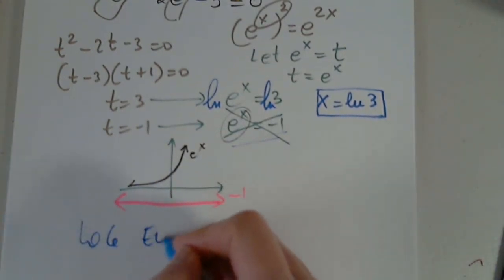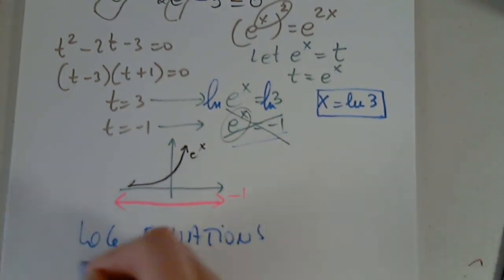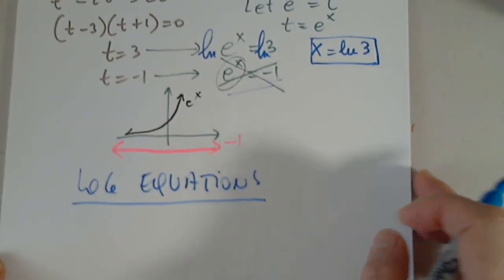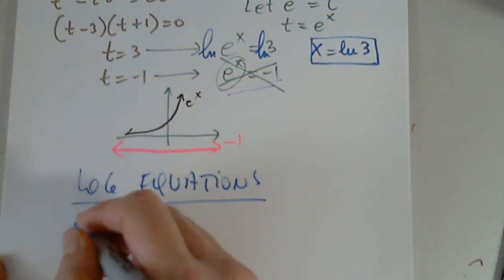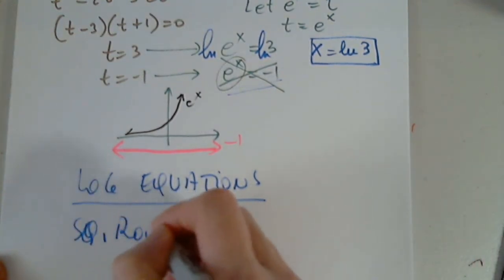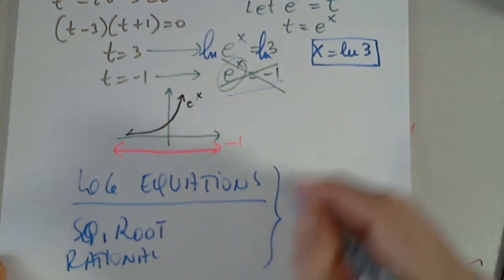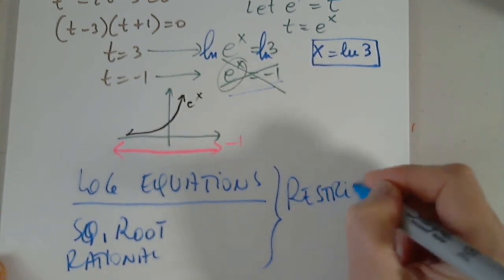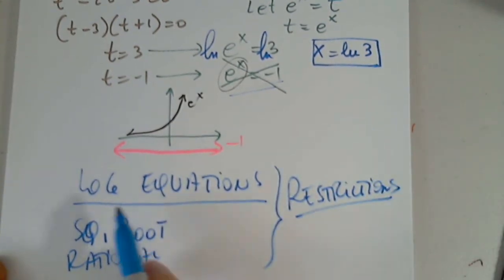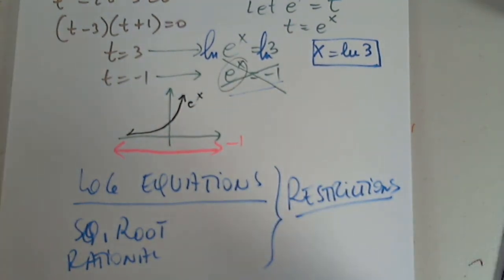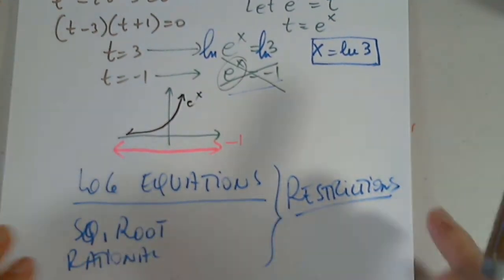Okay, log equations. Remember, log function is what I like to call not friendly. It's like square root. It's like rational. What do I mean by that? Restrictions. This is not a friendly function. It's not defined everywhere like polynomial functions. Polynomial functions never give us a headache. Why? They're defined everywhere. I don't have to worry about domain. But here I have to worry about domain.